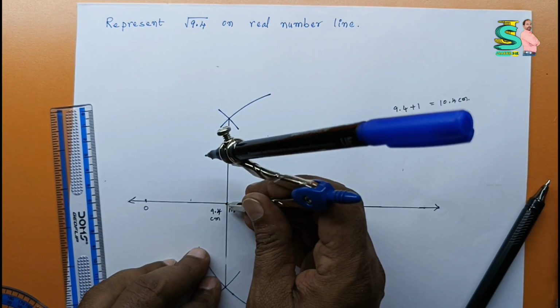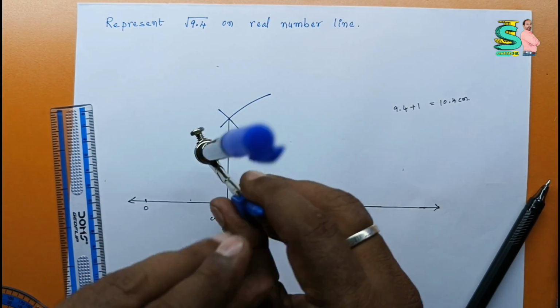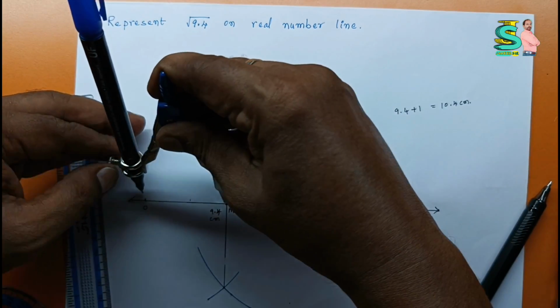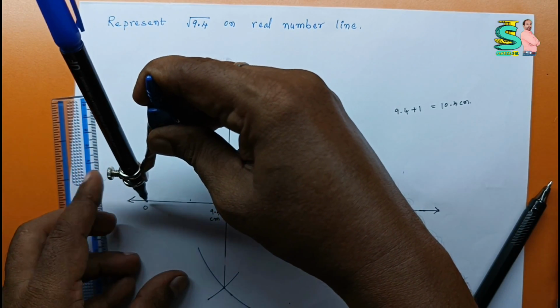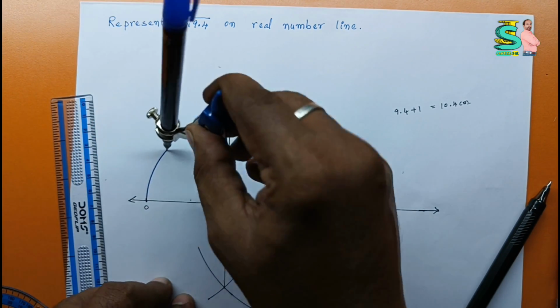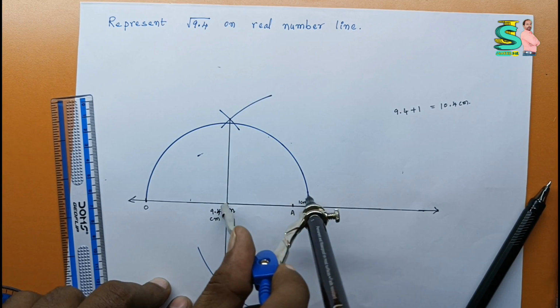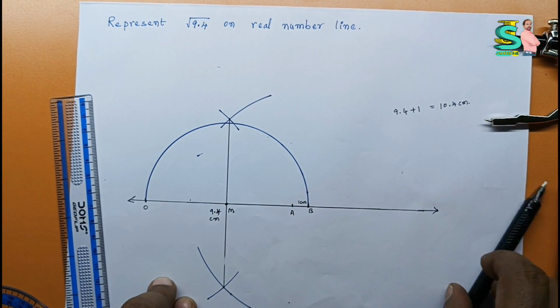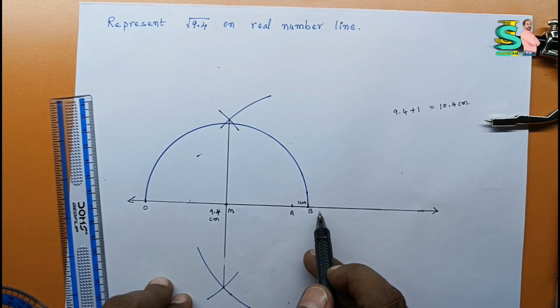From M as a center, OM as radius, draw a semicircle. Definitely it will meet here at B.